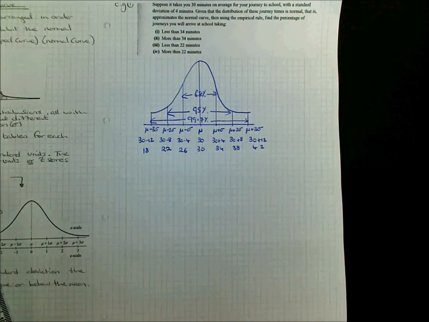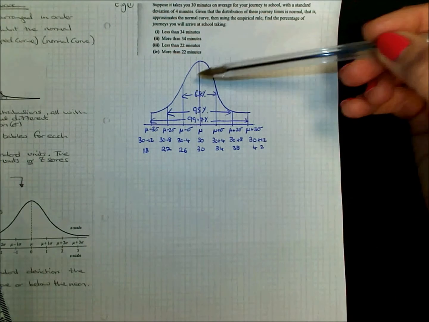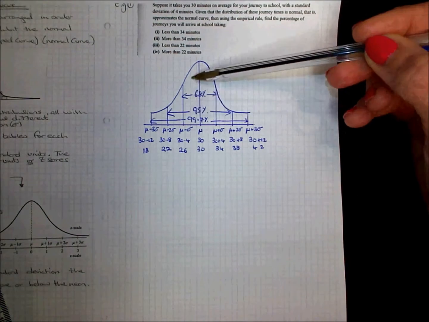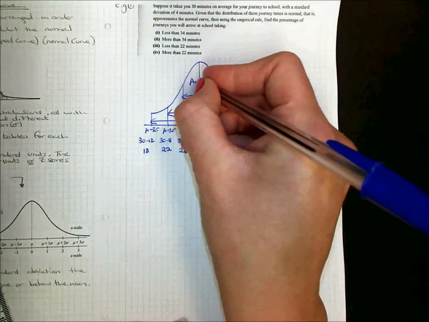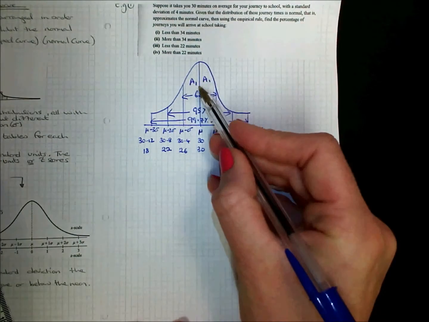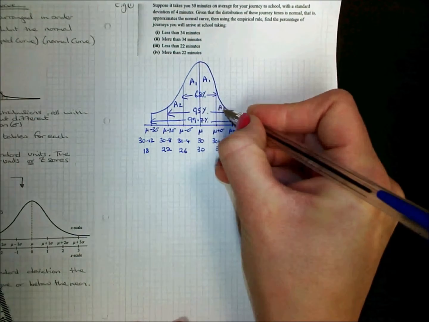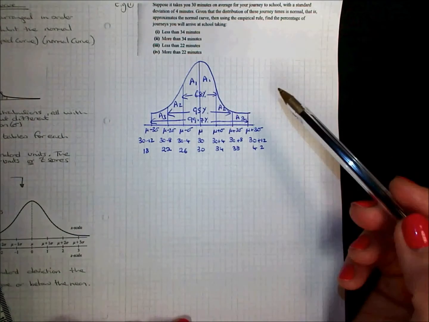Now what I have to do is work out what percentage of the curve is under each of these segments. So I'm going to break this 68% up, and I'm going to call it area 1 and area 1. So on either side of the mean is area 1 and area 1. This is area 2 and area 2, area 3 and area 3. Okay, so that's my normal curve filled in with my figures.